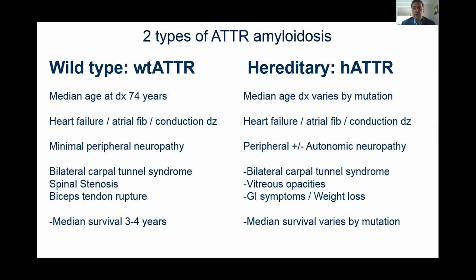Now, in hereditary ATTR amyloidosis, there's a single amino acid substitution in the 127 amino acid monomer. Depending on the mutation, there are different median ages of presentation. And again, depending on the mutation, you may have cardiac manifestations similar to wild type, or you can have significant peripheral and/or disabling autonomic neuropathy, causing orthostatic hypotension, diarrhea, etc. You can get decreased opacities, carpal tunnel syndrome, and weight loss. And the median survival in this case is highly variable depending on the specific mutation.